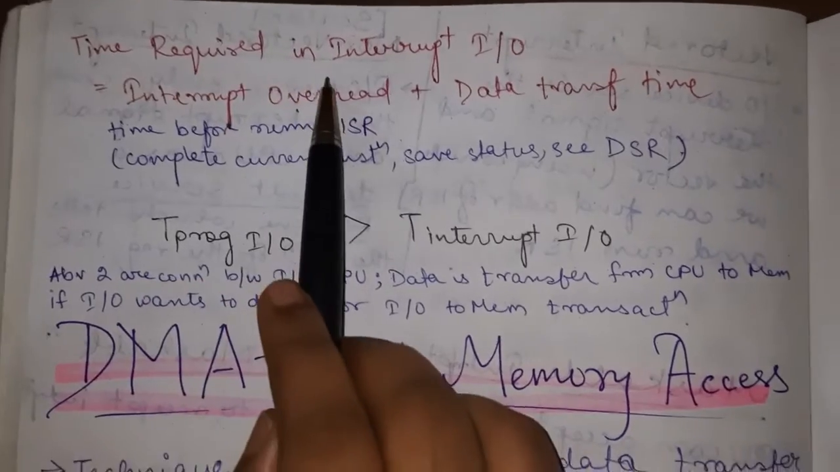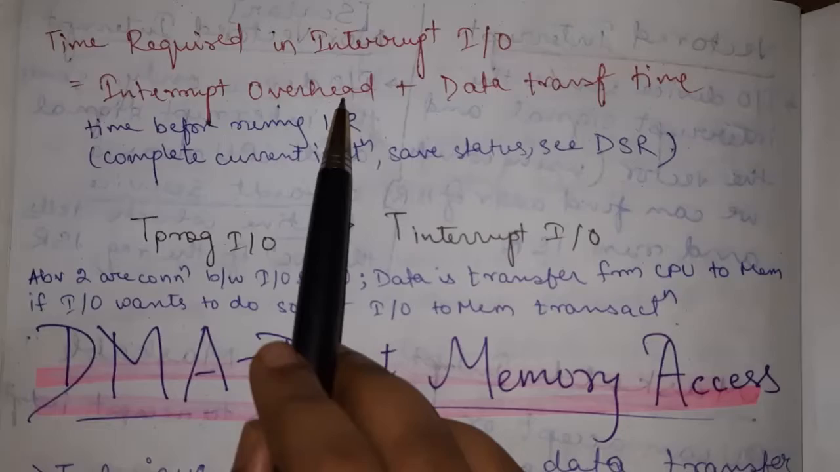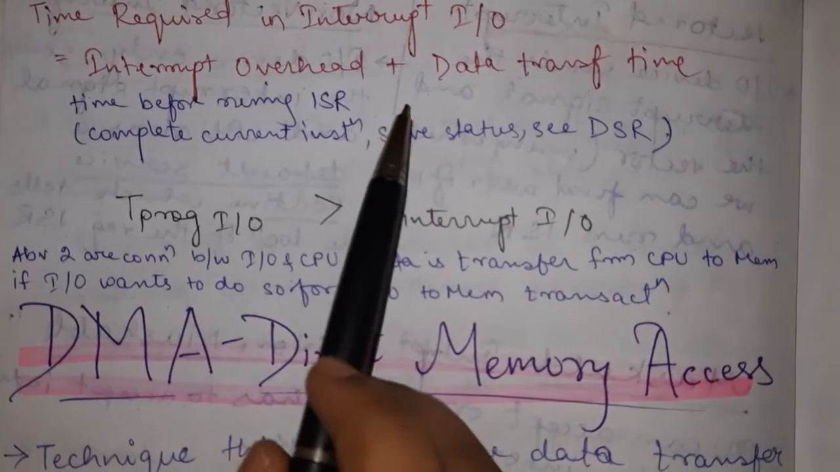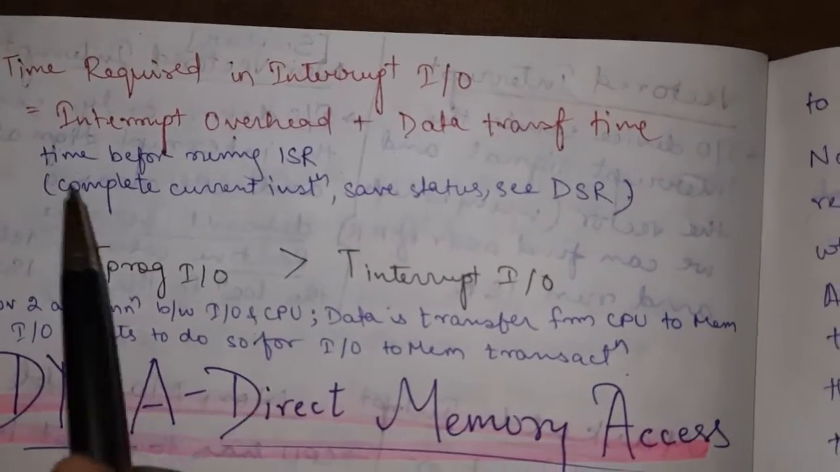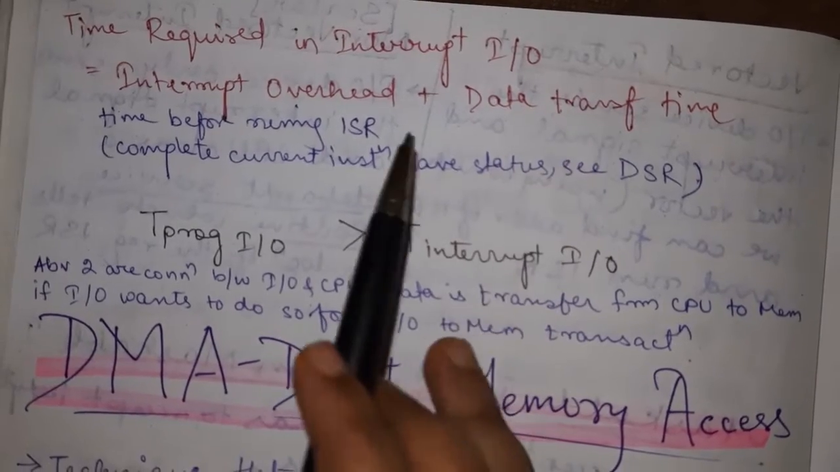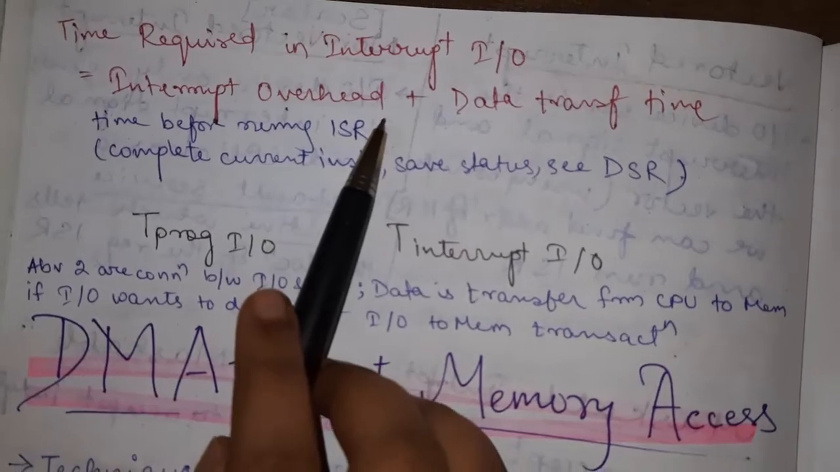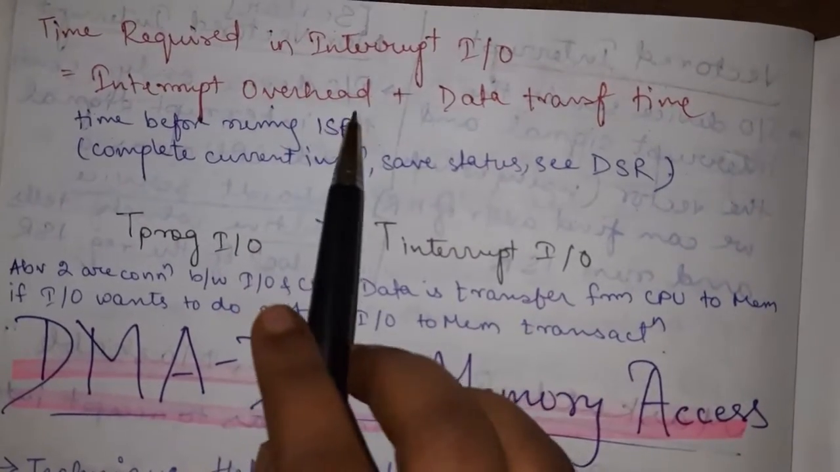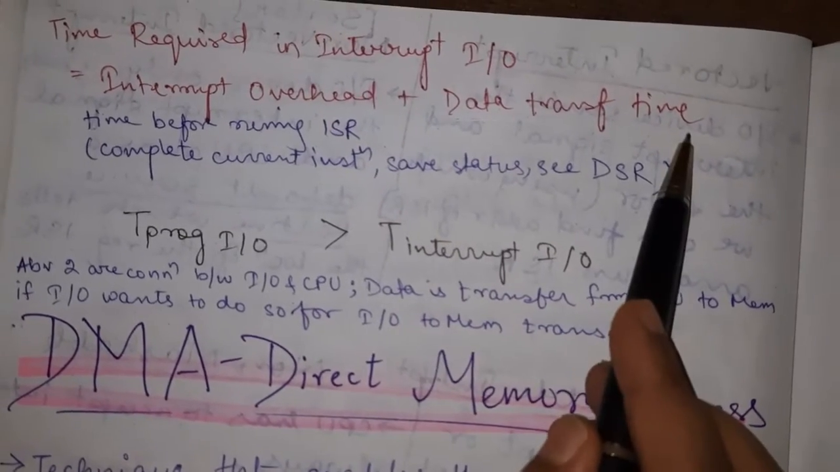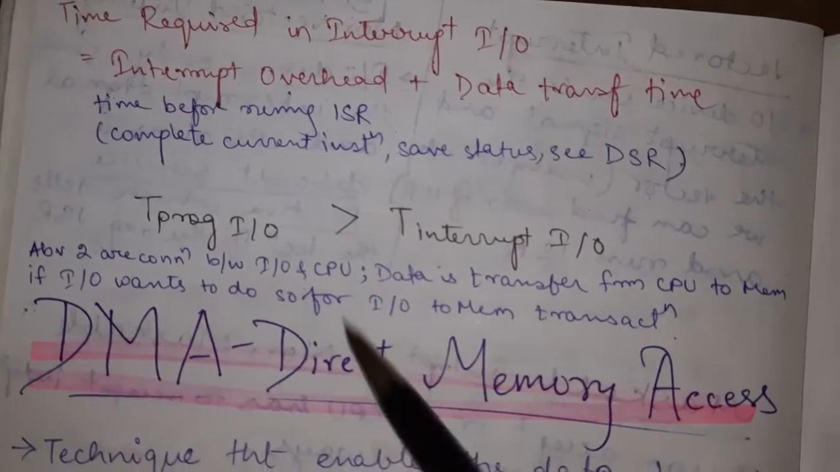So what is the time required in interrupt IO? We can see the time required is the interrupt overhead. That is, before we execute the ISR, we have to do some steps like executing the current instruction, then saving the PC and status. So these are all interrupt overheads, and then running the ISR, and then data transfer time, means whatever time is required to transfer the data from input output to memory.